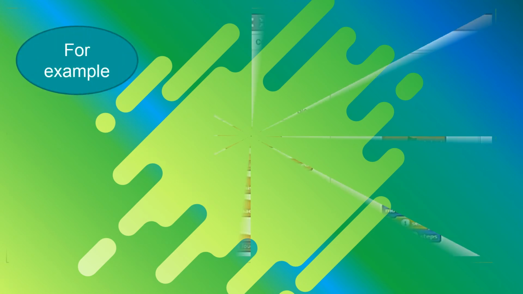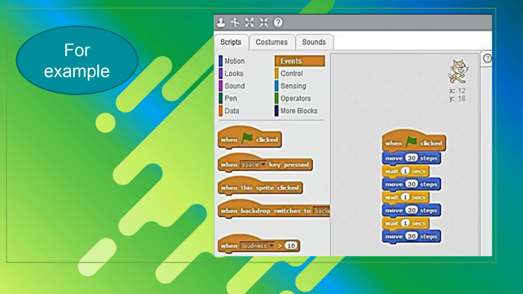Now let's look at this example. As you can see here, when this flag is clicked, or when the space key is pressed, when the sprite is clicked, when the backdrop switches to a backdrop, or when loudness is greater than 10. These are your events. So we are going to choose one of them, and we chose the first one, when the flag is clicked. As you can see here, this is the event.